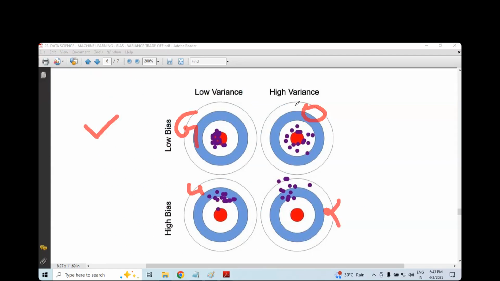High bias and high variance. Sir, first of all, this model is literally the worst model. Why? Because the error is also high. Bias error is also very high, and variance is also very high.